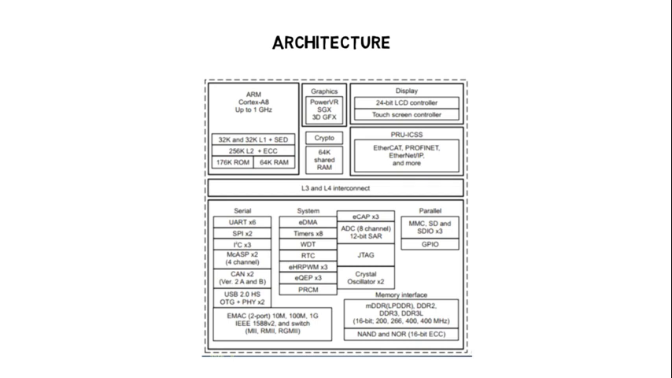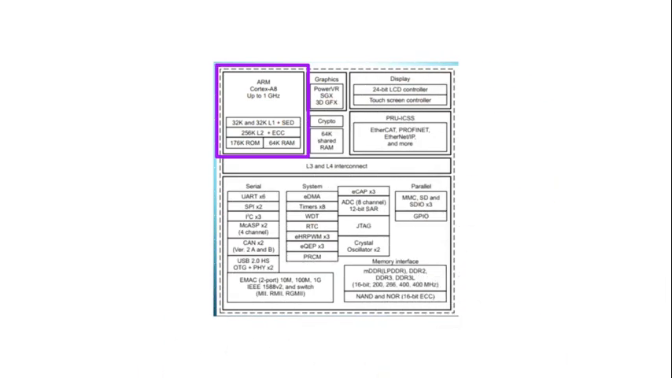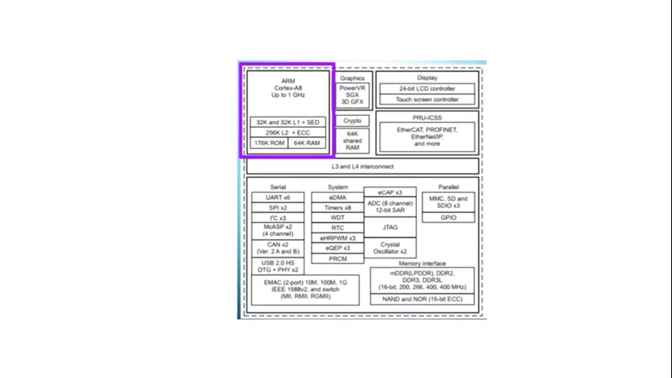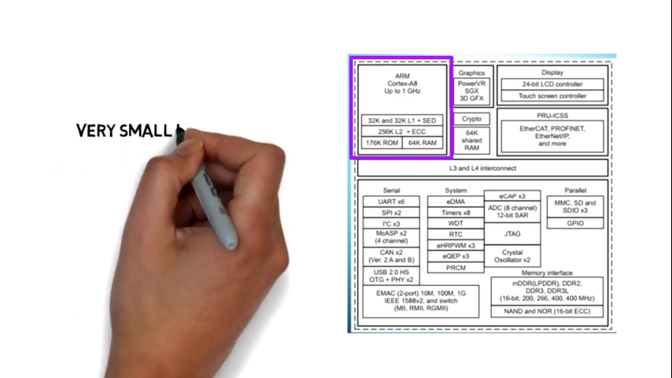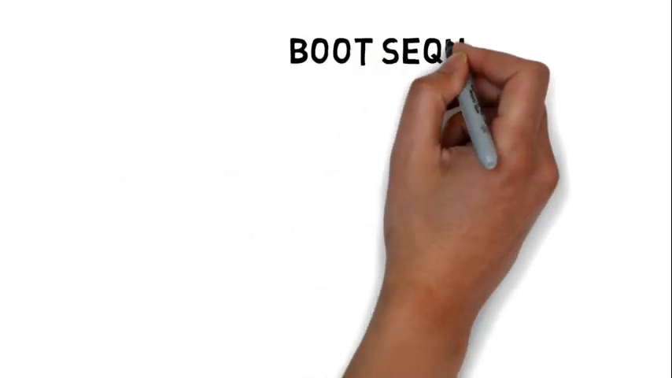Now, to run Linux on this embedded board, we need a set of software components such as bootloader and kernel. The BeagleBone uses two-stage booting as its internal RAM is very small. We will see how the booting works.